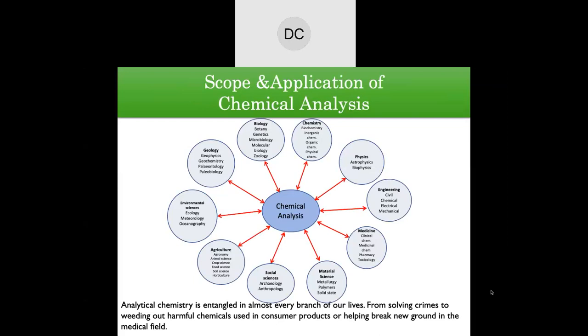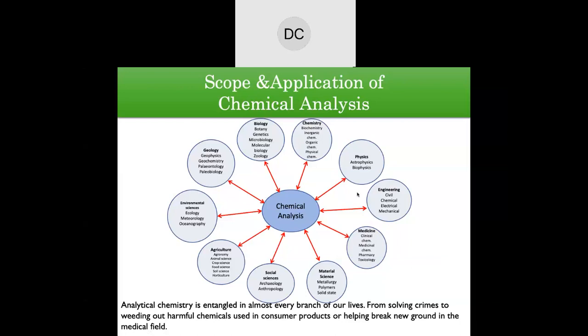Okay, boleh nampak kan banyak cabang chemical analysis ni cover. They will cover you on chemistry, of course lah. Chemistry, which includes biochemistry, inorganic chemistry, organic chemistry, physical chemistry, semua melibatkan chemical analysis. And if you look at the physics part, yang berkaitan dengan astrophysics, biophysics pun kena tahu on chemical analysis.